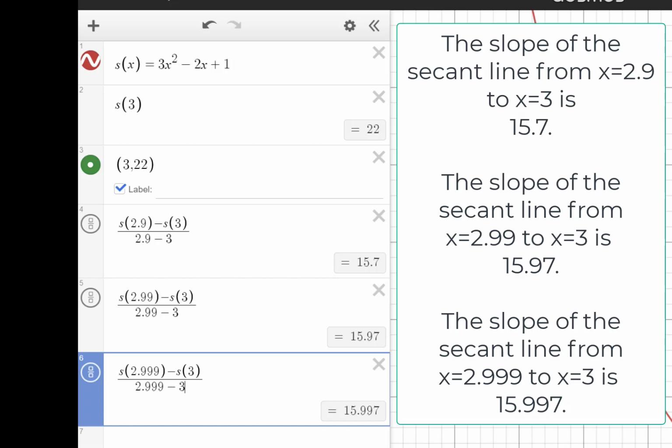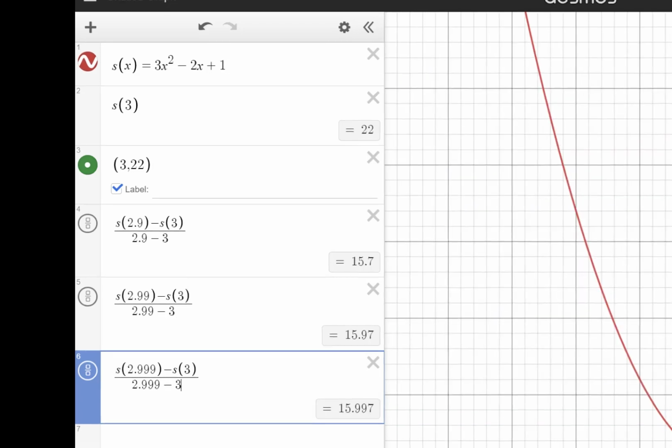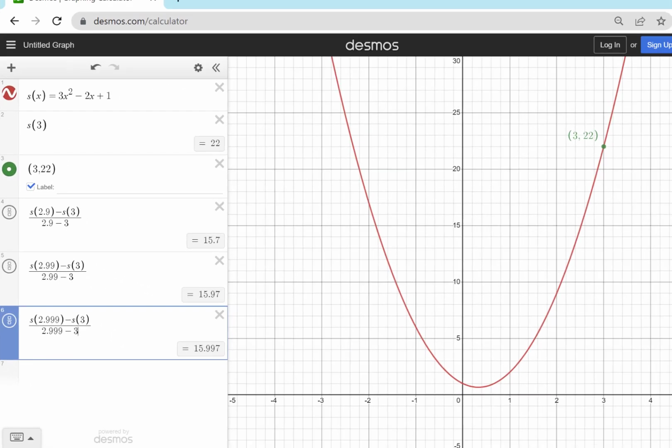So as I get closer and closer to the point x equals 3, the slope of the function, the average rate of change of the function, is approaching 16. So I would estimate that at x equals 3, the instantaneous rate of change of this function is 16. I would estimate the slope of the tangent line at x equals 3 is 16.